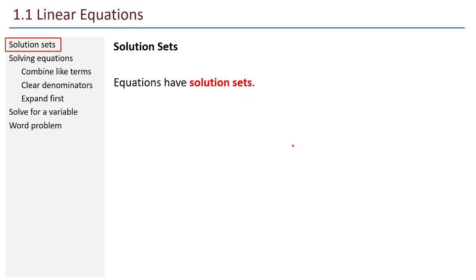So equations have solution sets. That is the set of all solutions. So for example, what is the set of all solutions to x squared equals 9? And maybe you realize there are two solutions, -3 and +3. So the set of all solutions is the set containing -3 and +3.